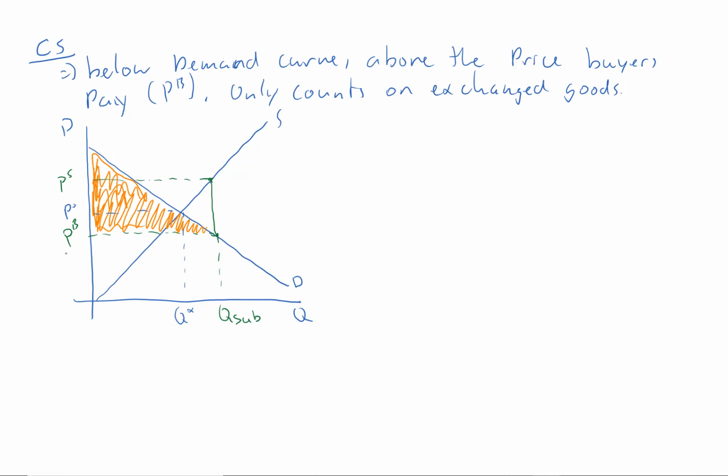So remember, PB is the price the buyers pay, so everything above that point has to be above PB. We can only go to the top of our demand curve, and we get to go all the way out to Q sub. So this is the consumer surplus.